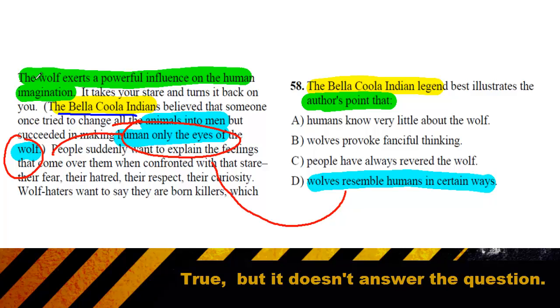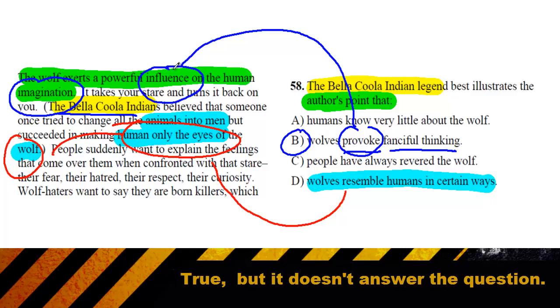The passage talks about imagination, where the correct answer, answer choice B, doesn't use the word imagination, but it does talk about provoking fanciful thinking. Provoking, that matches up exactly with influencing, and of course fanciful thinking matches up exactly with imagination. So again, we see the same old trick where the authors of the question tried to change the language slightly so that when we read answer choice B, we didn't recall the words provoke or fanciful thinking in the passage, so it didn't sound familiar.